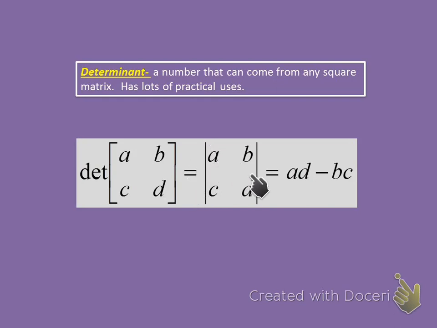And then the actual process of finding a 2 by 2 determinant is A times D minus B times C. You multiply these two, multiply those two, and then you subtract them. So, really quite simple when you go through and do it. So, any questions so far? Everybody good?